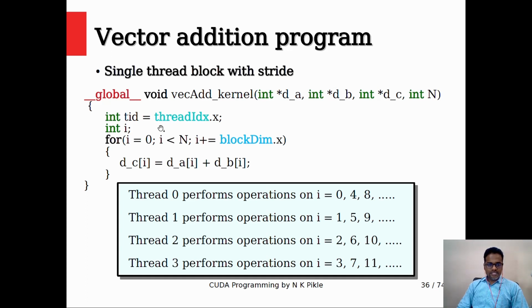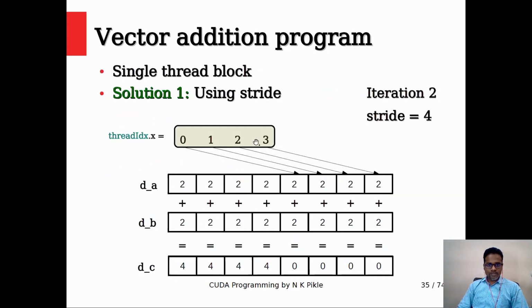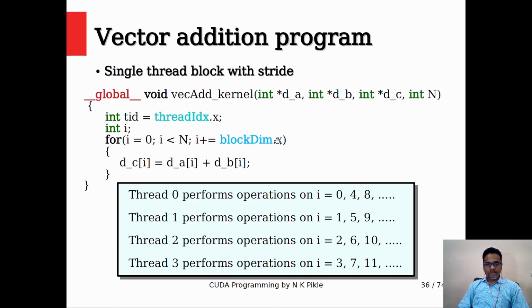So let's see what thread 0 is going to perform. Thread 0 will get tid equal to 0, so i will be initialized to tid, that is 0. That means initially thread 0 will perform addition c of 0 equal to a of 0 plus b of 0. Next time the i value gets incremented by blockDim.x, and in our previous case the dimension of the block was 4, so every time i gets incremented by 4. Now i value becomes 4, so the same thread number 0 is going to perform addition c of 4 equal to a of 4 plus b of 4, right?